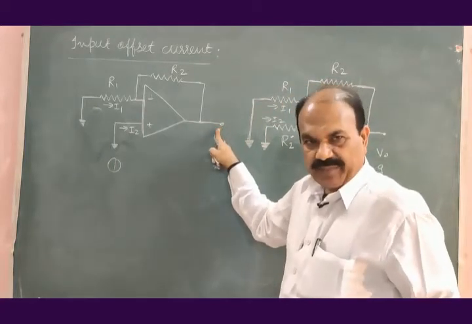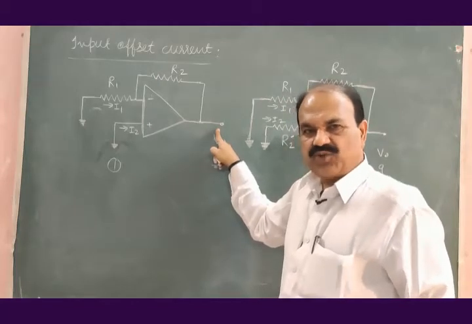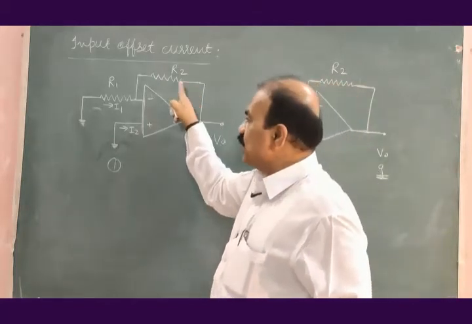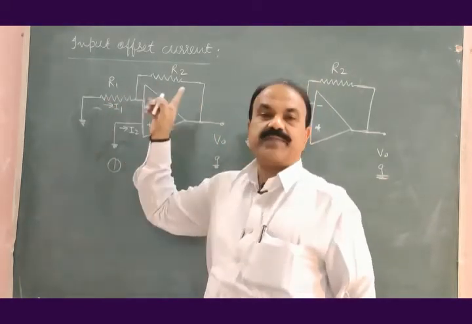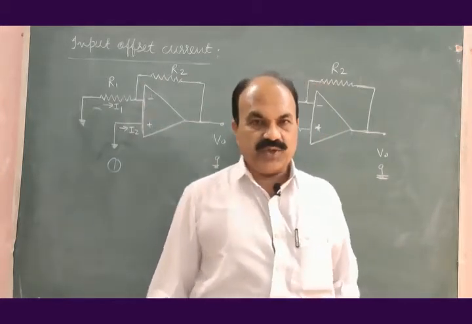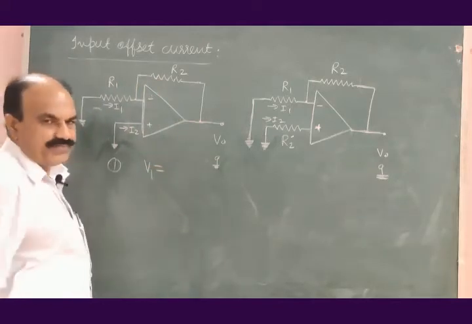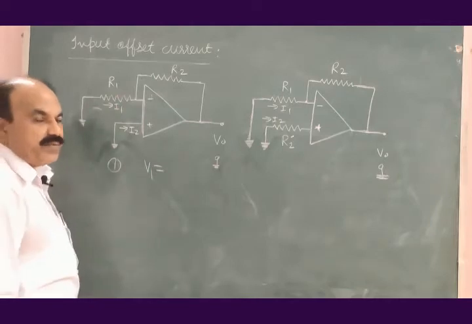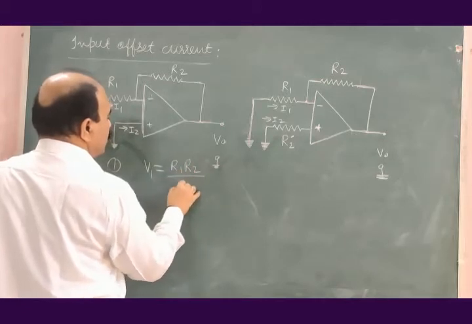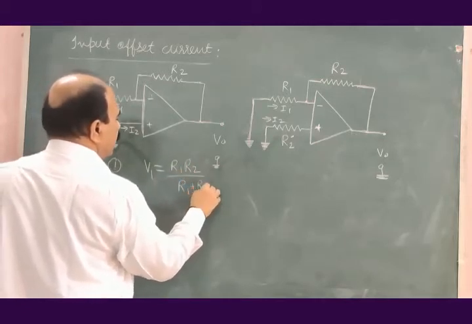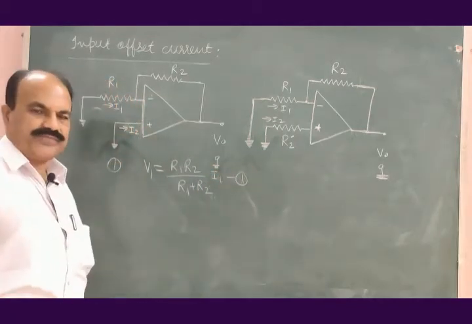Because of very low output impedance, the output terminal of the operational amplifier is as good as at ground, and therefore this R2 comes in parallel with this R1, and now the current I1 flows through this parallel combination. Because of this, voltage V1 is developed at the inverting input terminal, which is given by R1 R2 divided by R1 plus R2 into I1, equation number 1.